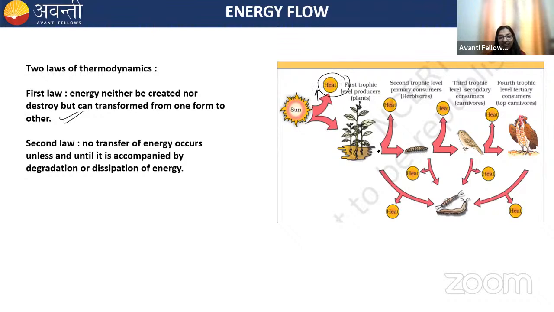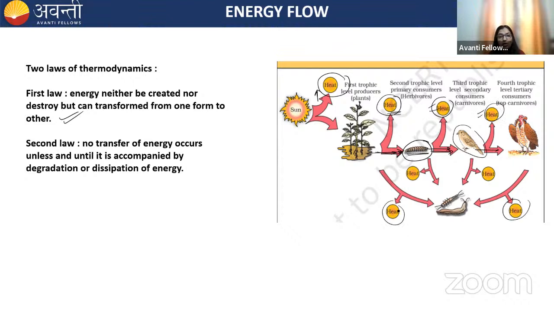So when the energy is transferred at each trophic level, when the herbivores are feeding on the plant, when the energy is transferring from the producer to the consumer or the herbivore, only a certain amount of energy will be passed on, and the rest will be lost in the form of heat. Here also, when the energy is passing, only a certain amount will pass to the next trophic level. Some amount of energy is lost in the form of heat.